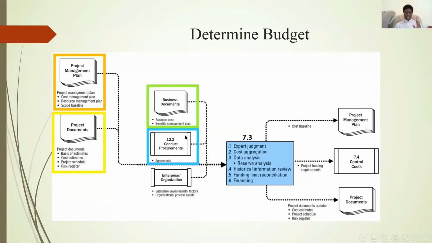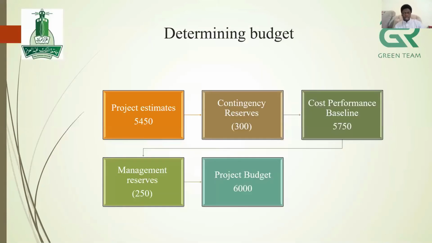This is the budget to do the project, but we need to consider the risks that we might face in our project. So we added the contingency reserves, which is about 300, and the cost performance baseline will be 5,750. The management reserves are about 250. So the whole approved project budget is about 6,000.